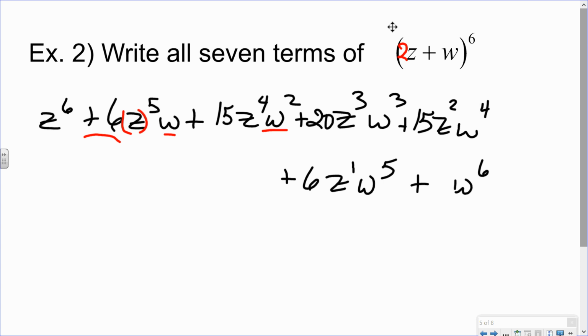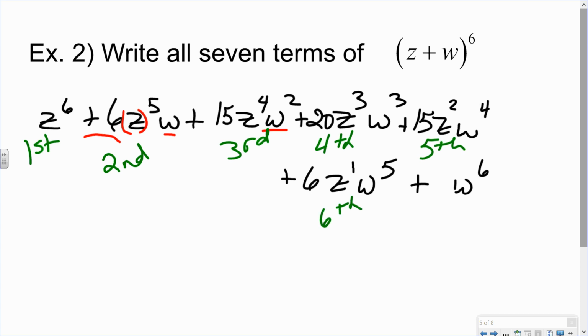Now, we have to be careful. This is the order we're doing it in. If they put, let me get rid of this too so that doesn't mess us up here later. If they have z first in the parentheses, that means your first term is the z to the 6th one. You don't get to turn it around and start with w to the 6th and go backwards. Because when they are doing that, this needs to be your first term, your second, your third, your 4th, 5th, 6th, and 7th terms.